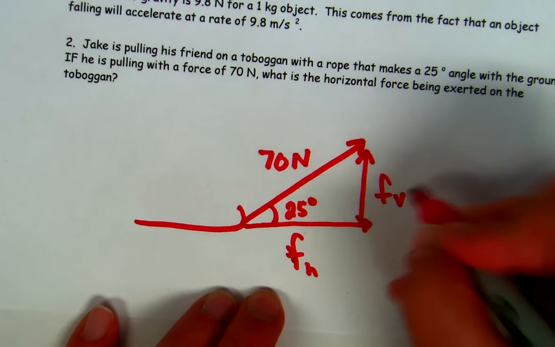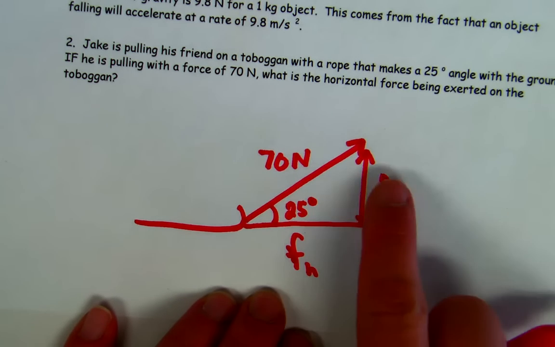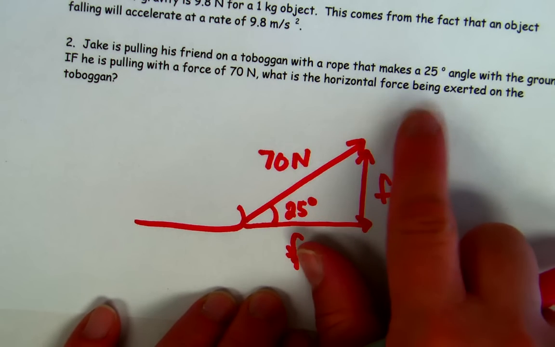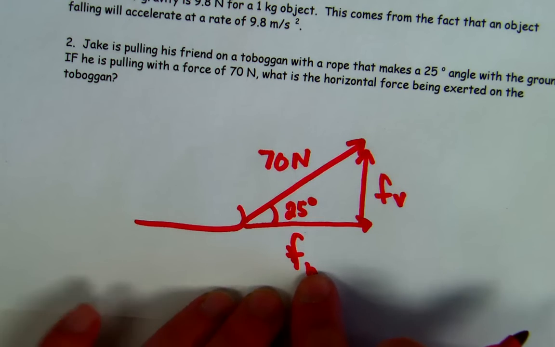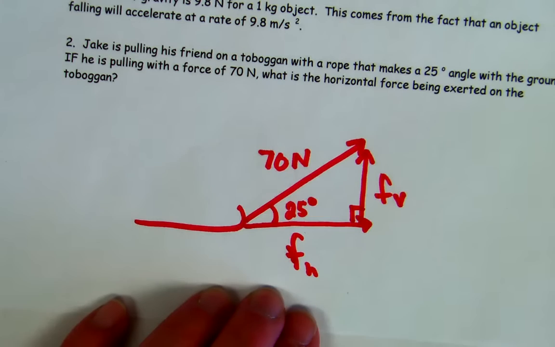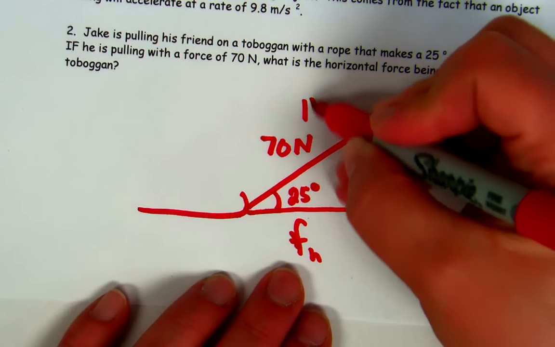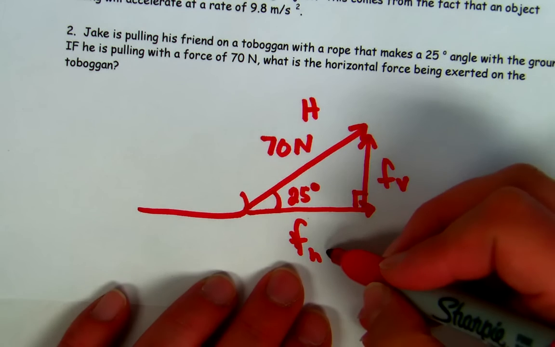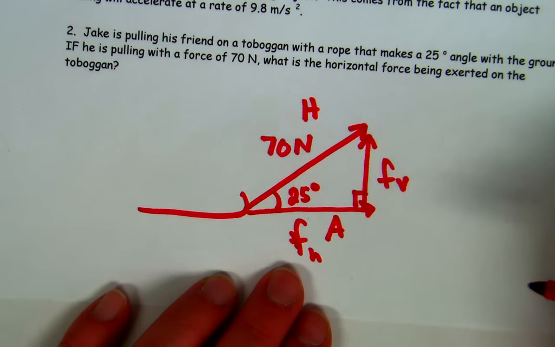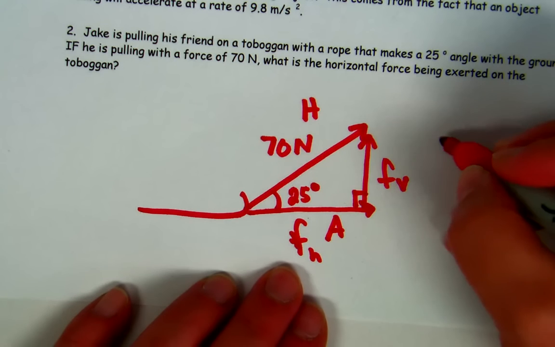So sometimes they're represented as the force horizontal and the force vertical. They're asking for the horizontal force. Well, because horizontal and vertical are always 90 degrees to each other, we are going to be able to SOHCAHTOA this. I know the 70 newtons, which is my hypotenuse. I'm looking for my horizontal force, which is my adjacent, so that's going to be cosine.